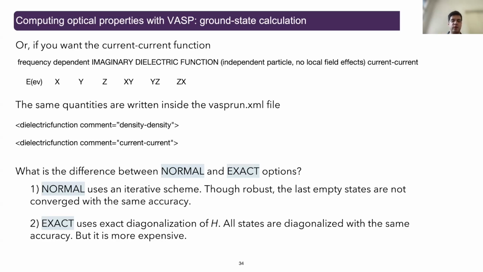Just a reminder of what I mentioned before, the normal and exact algorithms which can be used in the ground state calculation are slightly different, in that the normal algorithm uses an iterative scheme, and even though it's robust, the last empty states are not converged to the same accuracy. If you want them to be converged to the same accuracy, you should employ the exact diagonalization of H by setting ALGO to exact. But this is a more expensive algorithm.